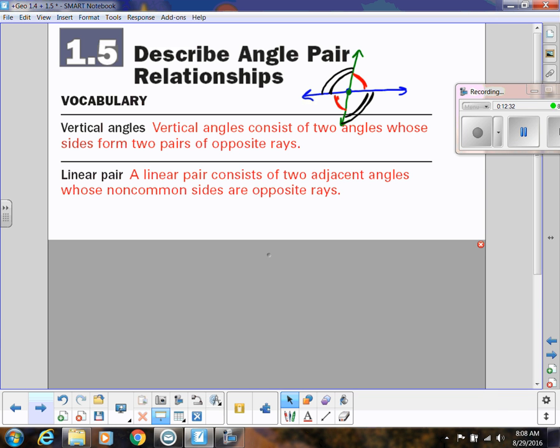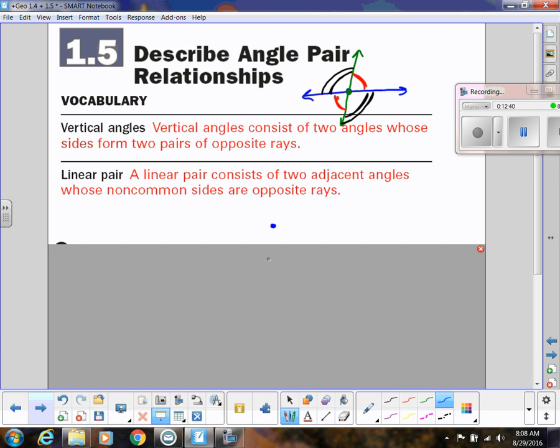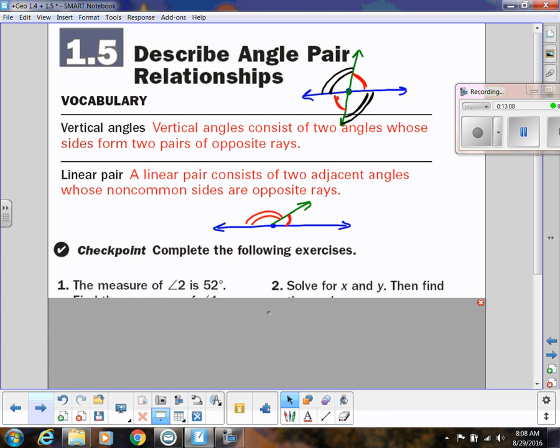Now, a linear pair consists of two adjacent angles whose non-common sides are opposite rays. So again, if I think about what that definition says, I have two adjacent angles, and they have a common side. There's their common side. So I have this angle right here, and then this angle right here. Those would be considered a linear pair because their non-common sides make opposite rays, or basically a straight line. So two angles that add up to be a straight line.